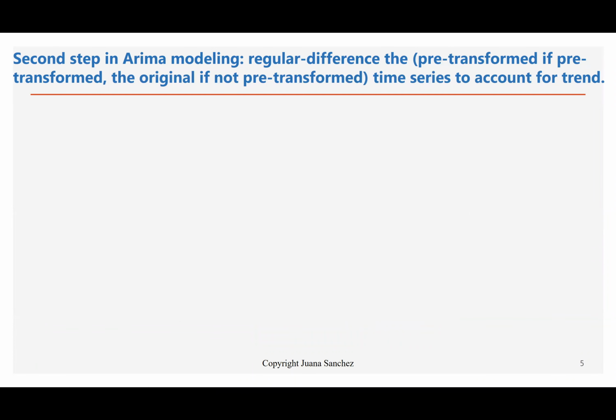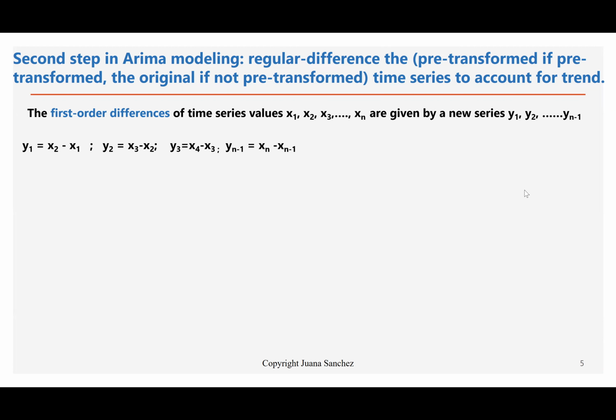The second step in ARIMA modeling will be what is called regular differencing the time series. So if the time series has been pre-transformed to stabilize the variance, you need to regular difference the transformed time series. If it hasn't been pre-transformed, you just do it with the original time series. Okay, and that will be to account for the trend. The Johnson-Johnson time series has a trend.